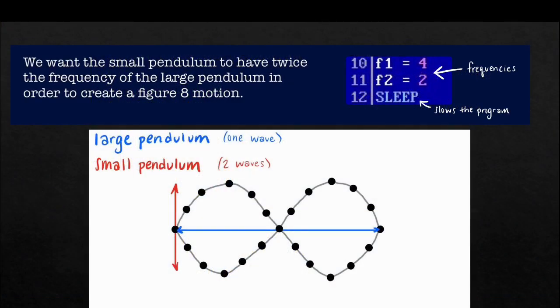We then define the frequencies. In order to create a figure 8 motion, we need the small part of the pendulum to have twice the frequency of the large pendulum. This means that for every time the pendulum swings forward and back, it will swing side to side twice. This drawing shows a side view of what the pendulum would look like.